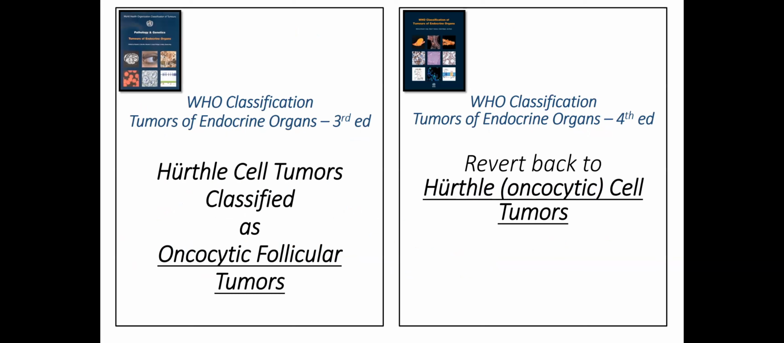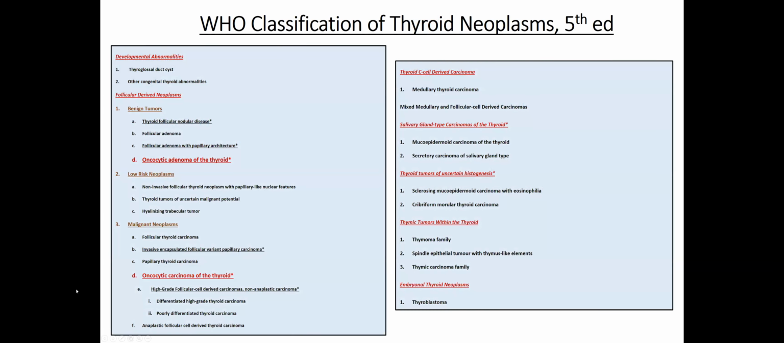It is interesting that if you look back in the 3rd edition, the Hertel cell tumors were described as oncocytic follicular tumors. But now in the 4th edition, they went back and introduced the term Hertel again, but now the WHO calls them oncocytic adenoma and oncocytic carcinoma, as you use the same terminology in other organs where you use the term oncocytoma or oncocytic carcinoma.